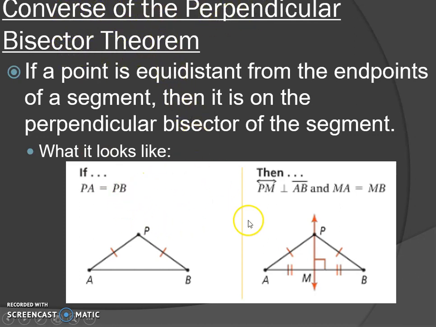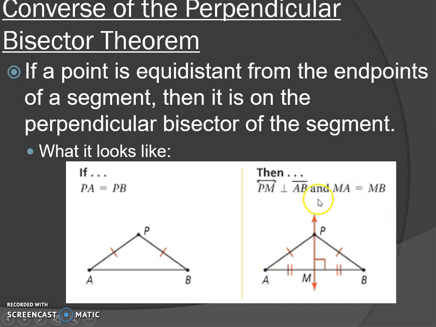Please pause and understand, and you can write this down. If you are confused, you can ask me during class. So basically, if P is equidistant from A and B, you can have perpendicular lines with 90 degrees, and the bottom two will be equal to each other. That is the converse of the perpendicular bisector theorem.